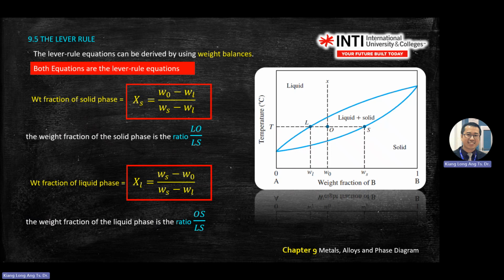So if the question asks you solid, you think about liquid, the length of liquid to the point of interest. If the question asks you weight fraction of the liquid phase, again, find the total length first. The question asks you liquid phase, think about solid. You take OS divided by LS. Okay? If you understand this one, we look at one tutorial question.